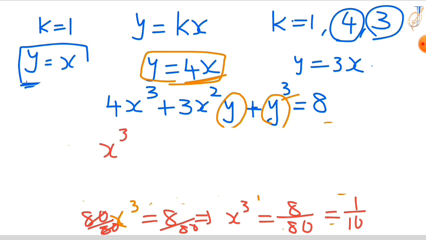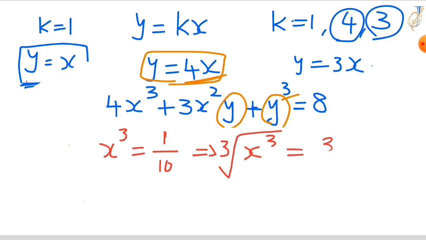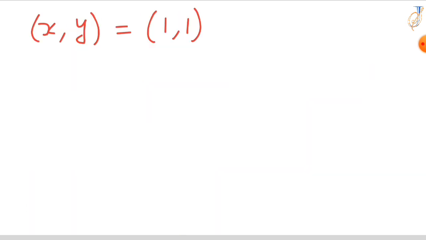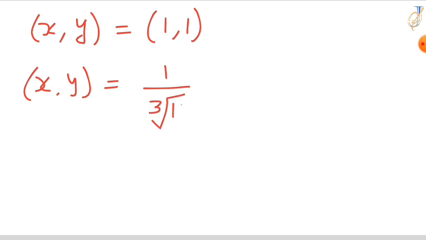x raised to the power of 3 is equal to 1 over 10. Take the cube root on both sides, then you will get the cube root of x raised to the power of 3 equal to the cube root of 1 upon 10. This cube root, we can write as whole power 1 by 3. This 3 and 3 get cancelled, so you are left with only x. So x equal to 1 upon cube root of 10. Our y value is 4x, so that is equal to 4 times 1 upon cube root of 10. So our second root is 1 upon cube root of 10, that is x, and 4 upon cube root of 10, this is the y value.